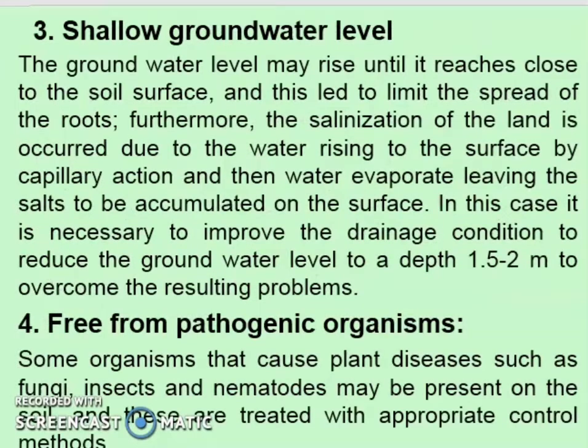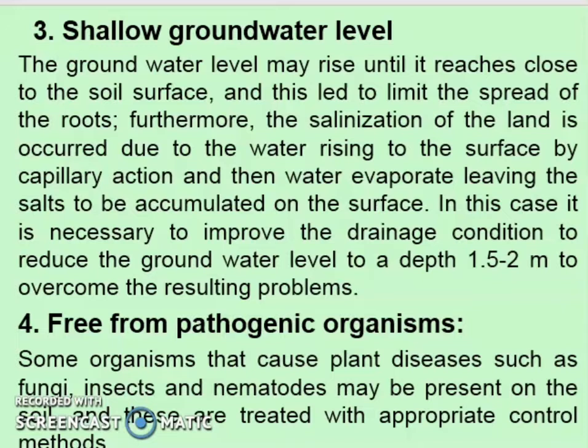The third point is the shallow groundwater level. If you have a shallow groundwater level near the surface, this limits the speed of root growth, like a hard pan. Furthermore, salinization of the land occurs because water rises to the surface by capillary action, and then the water evaporates, leaving the salt to accumulate on the surface. Okay?